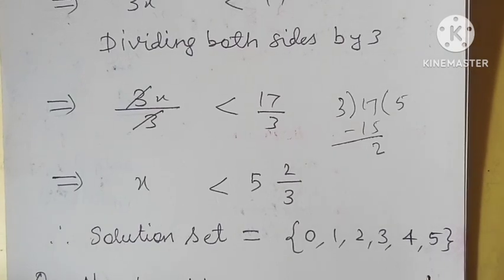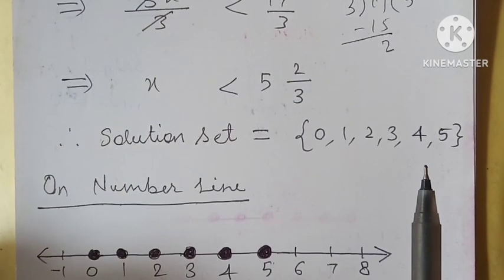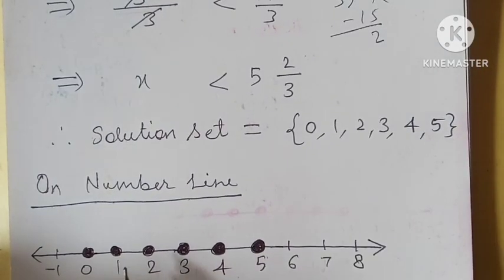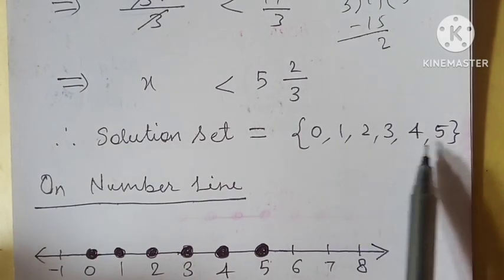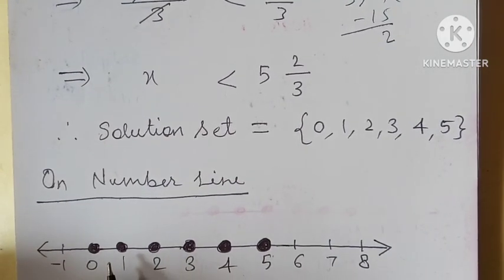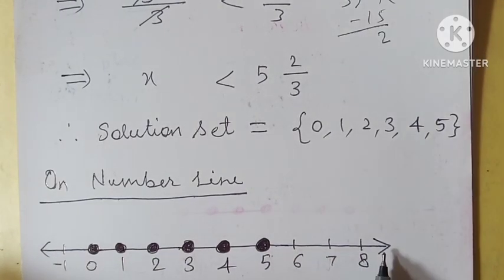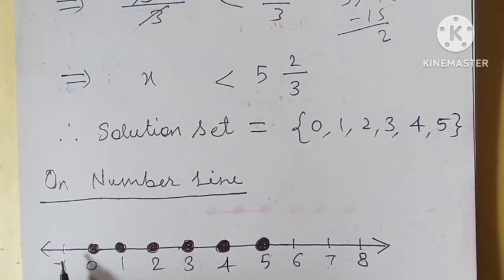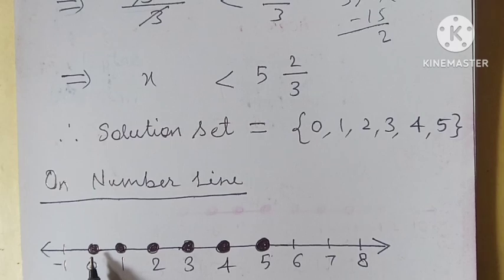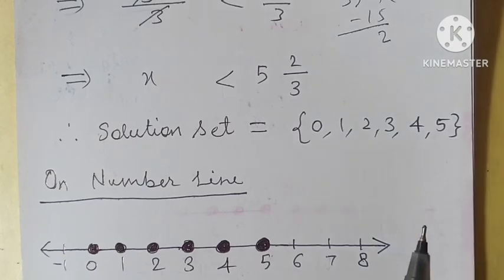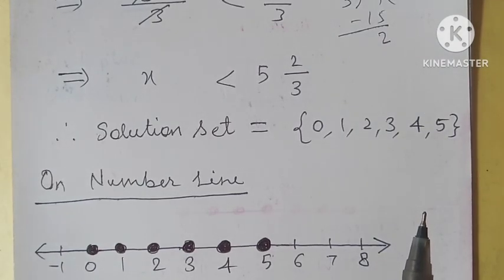Now we have to represent it on the number line also. So we draw a number line using a scale and pencil. We mark the numbers 0, 1, 2, 3, 4, 5 using a ruler, and we also proceed 6, 7, 8 like this, and to the left of 0 we have -1 and negative integers. So we have to darken the circle on 0, 1, 2, 3, 4, 5. This represents the solution set.